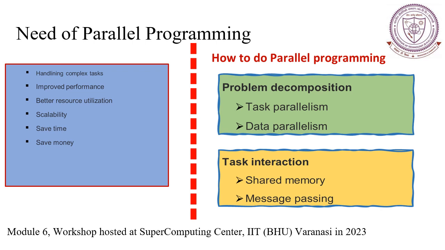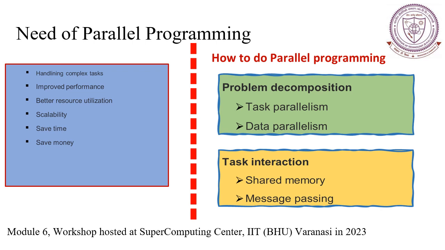Let's go to the problem decomposition. Task parallelism. In task parallelism, the problem is divided into smaller tasks, and each task is assigned to a different processing unit or core. These tasks can be independent or have dependencies on each other.